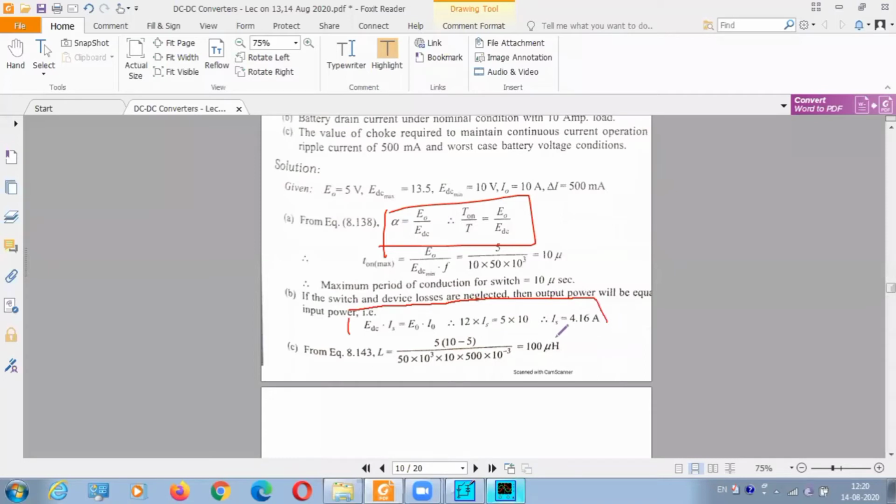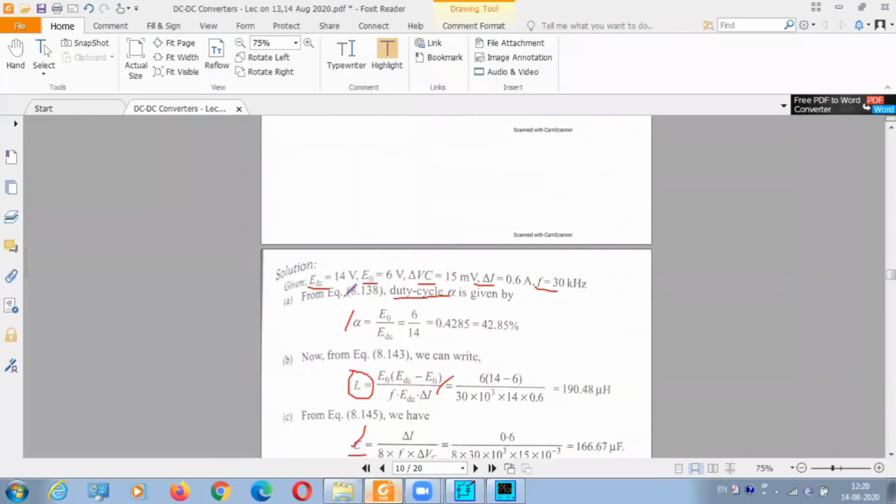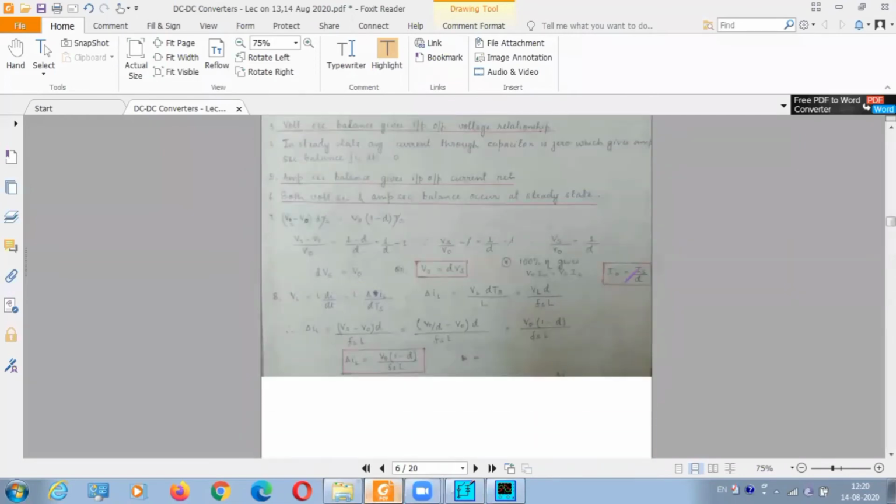If you have any problem over here, you can ask me. See, they have calculated your IS, the source current. If you don't remember the formula, they have not used the direct formula. See, IS over here, I had used, now where is my PDF? IS over here, this one. Over here, I have derived the direct formula: IS is equal to I0 into D. Or I can use the general formula. If you remember your general formula also, you can derive it.